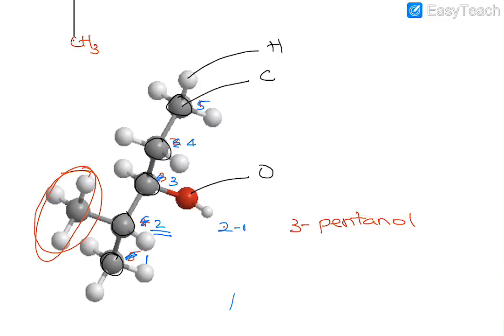So 2-methyl, 3-pentanol. The OH is still on carbon number 3. So this is the one that makes the difference. So 2-methyl, 3-pentanol.